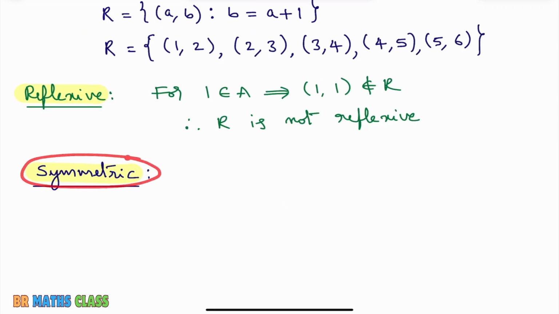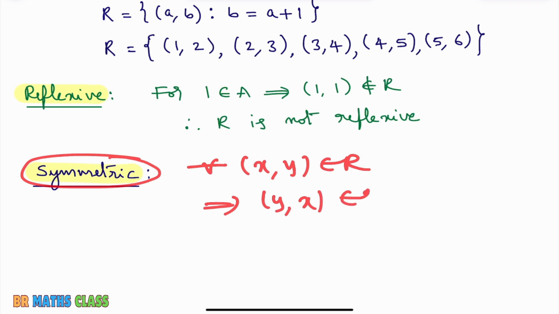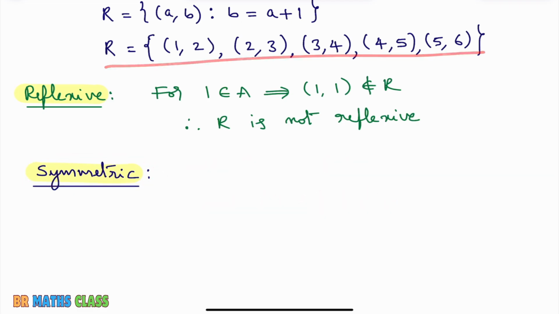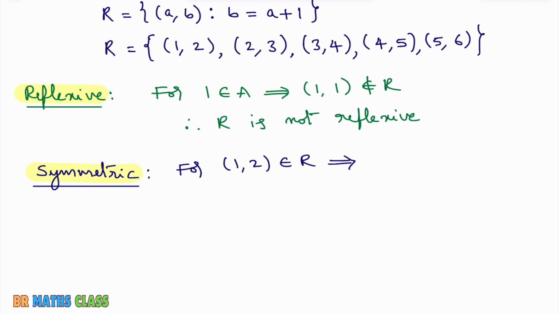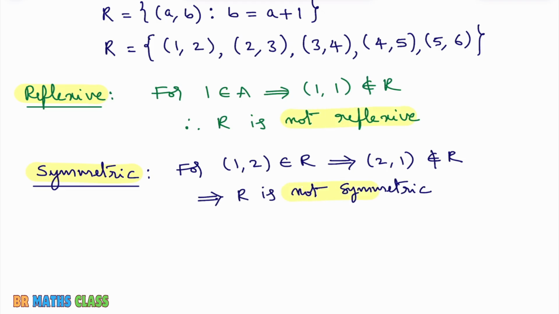Now I'll check the symmetric condition. What is the symmetric condition? For every ordered pair (x, y) in the relation, if (y, x) is also present in the relation, in that case we say that the relation is symmetric. Here this is the relation. Here (1, 2) is there in the relation. For (1, 2), is (2, 1) there in this relation? No. So here we can conclude that this relation is not symmetric. For (1, 2) in the relation, (2, 1) does not belong to the relation. So I can say that this relation R is not symmetric. So this relation is not reflexive, not symmetric.